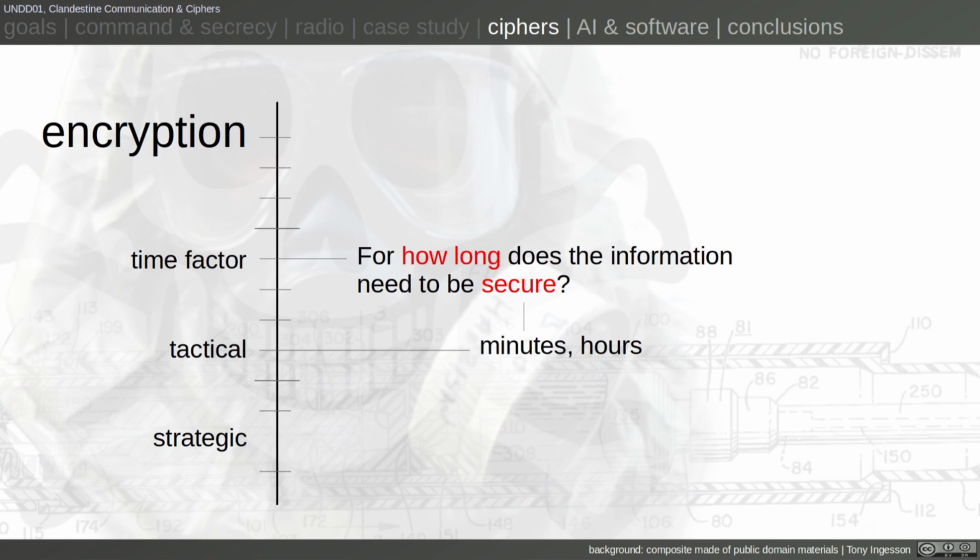So your code only has to be secure enough to make it impossible for your opponent to break it within this short time span. For a strategic context, on the other hand, maybe you need to keep your information secure for several years or even decades. And that, of course, means that you need a much more secure kind of encryption, something your enemy can't break even if they put a lot of time and effort into it.